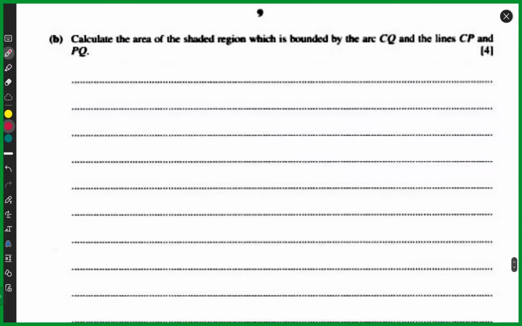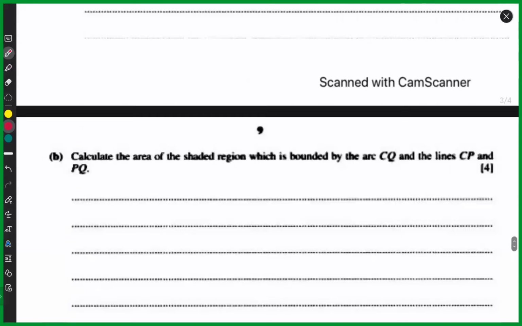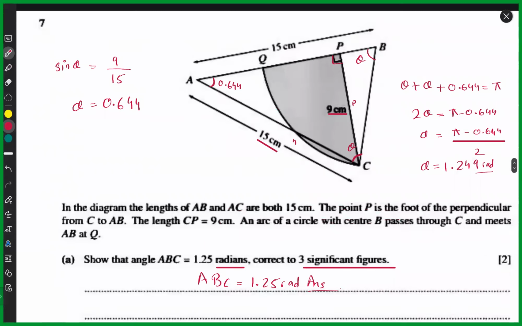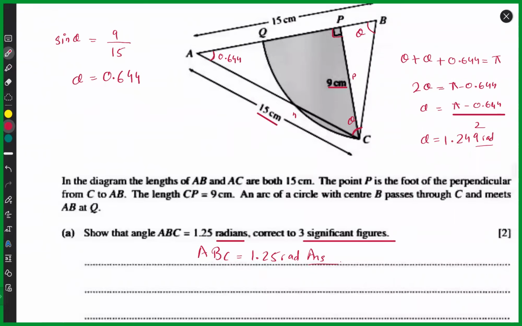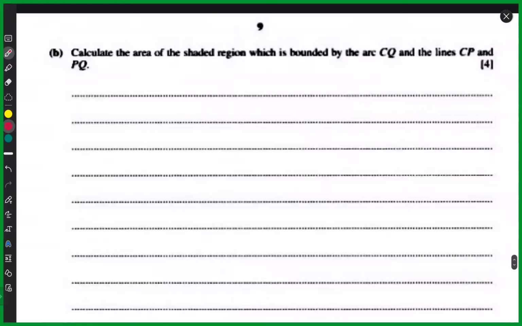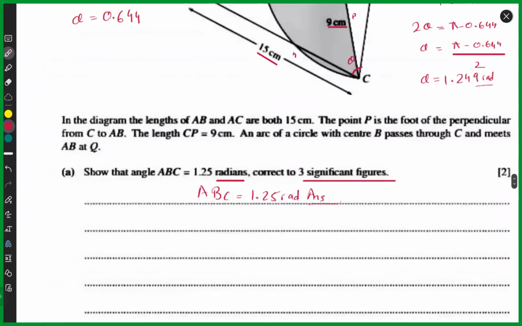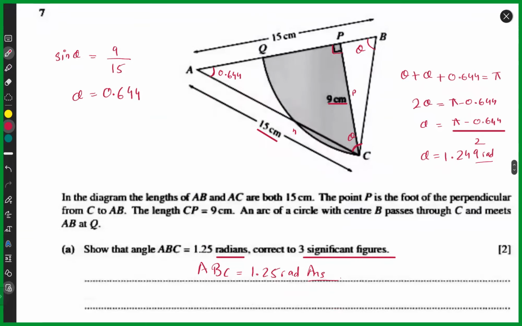It says calculate the area of the shaded region which is bounded by the arc CQ and the line CP and PQ. Okay, so calculate the area of the shaded region which is bounded by the arc CQ and the line CP and PQ. This is the question, and this is basically the diagram. So you need to find the shaded region.